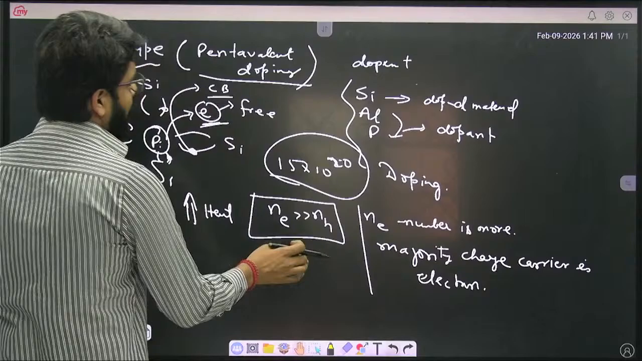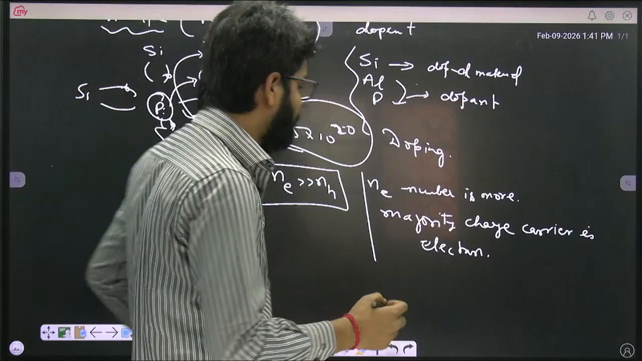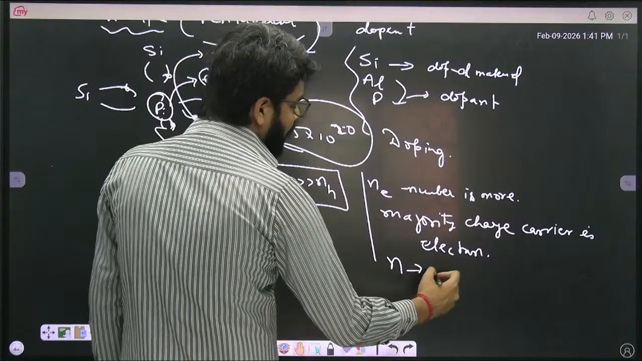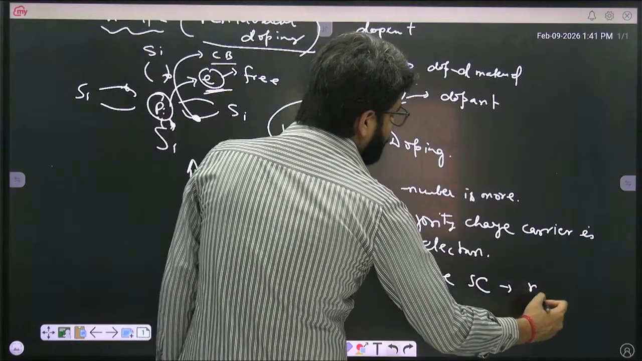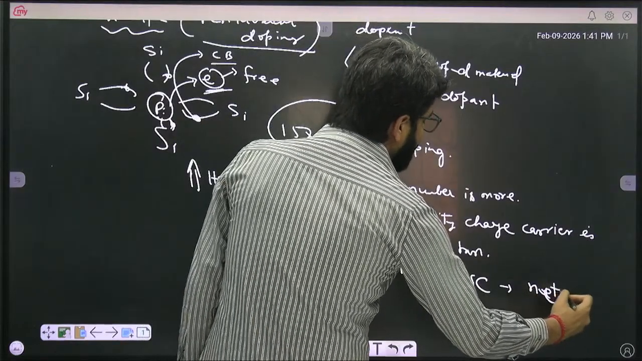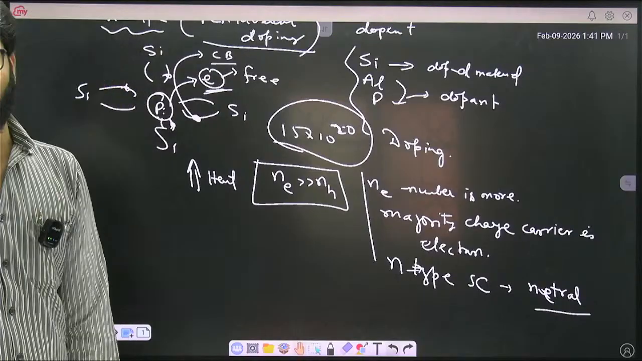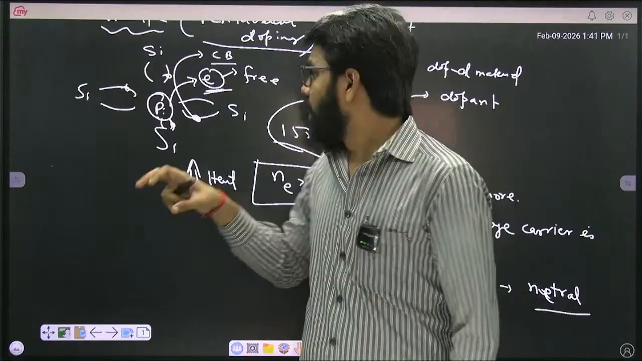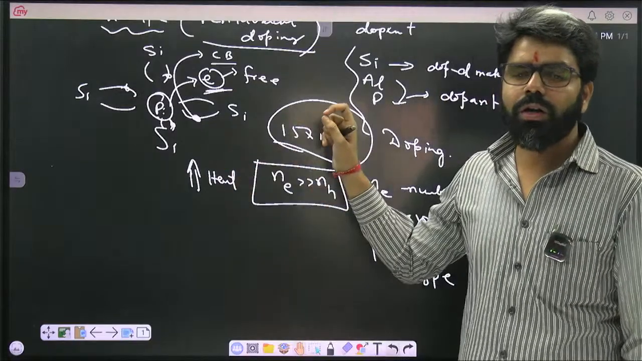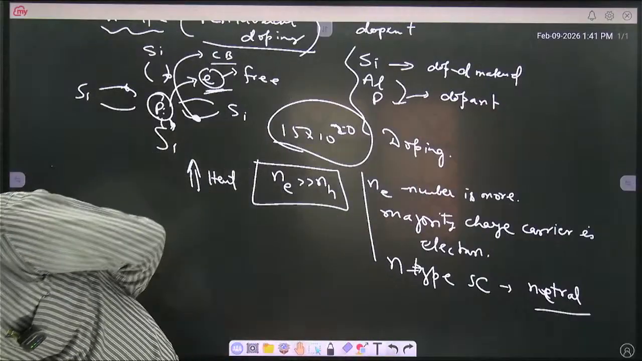Also, we get some questions on whether they are neutral or not. Yes, whether n-type or p-type semiconductor, they are neutral. Why are they neutral? Because there is no net charge available. Whenever the phosphorus makes a covalent bond with the silicon, overall the net charge is zero.